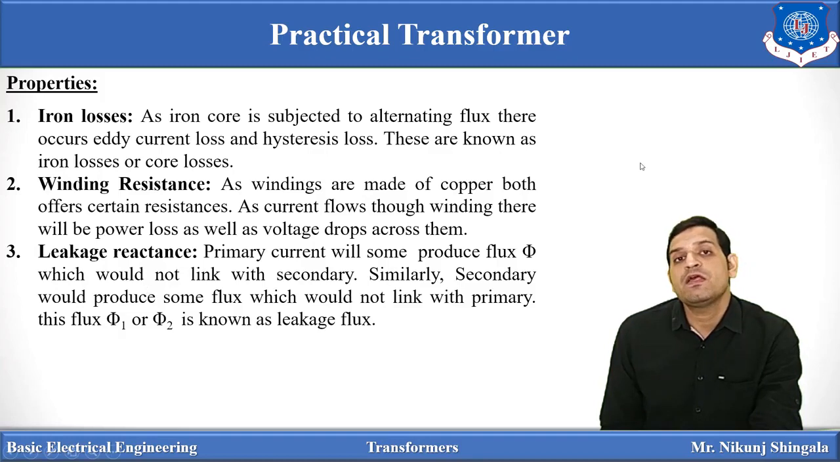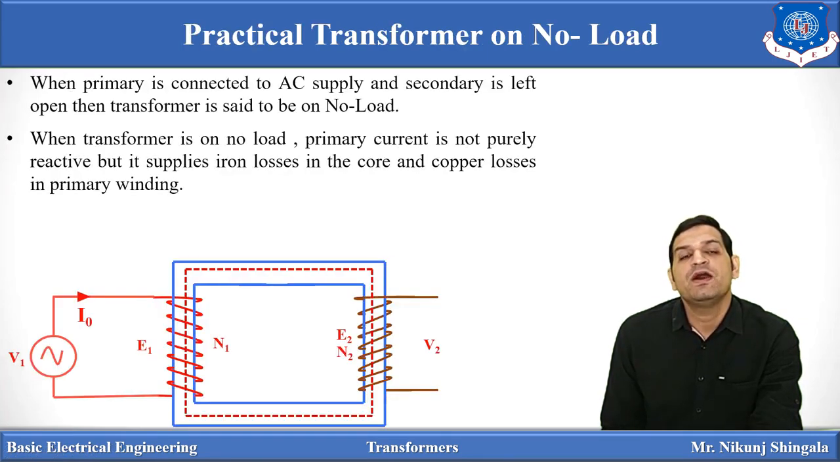Now we have to study the practical transformer for two conditions: on-load condition and no-load condition. First, let us understand the practical transformer on no-load condition. What do we mean by no-load condition? Here the primary is connected to the AC supply and the secondary is assumed to be left open. So the transformer is said to be on no load. No load is connected across the secondary winding.